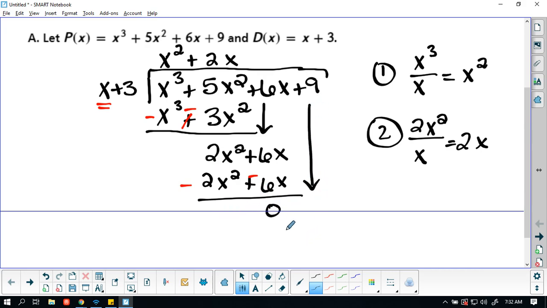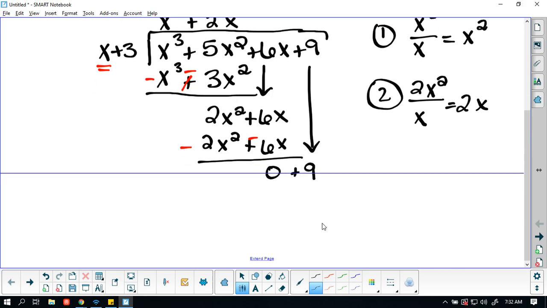Pull down the 9. And this 9 now becomes our remainder. It's the remainder because if I do 0 divided by x, I get 0. So this would be a plus 0. And then we'd have 0 plus 0, and then we'd still have 9. The 9 would remain.